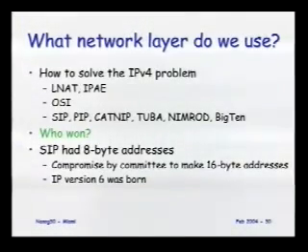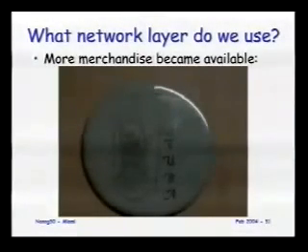And at that point, it was an argument between variable length addresses and fixed length addresses. So what happened is SIP was a proposal for 8-byte addresses. And based on the influence from Big Ten, it was obvious that 8 was too small and variable length wasn't going to happen. So the compromise by committee was, let's have 16-byte addresses. And that's how IP version 6 was born. And there was more merchandise that became available.